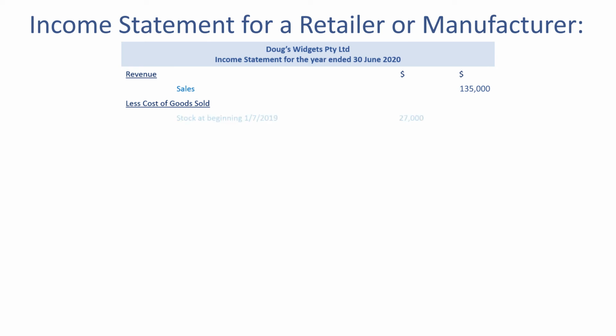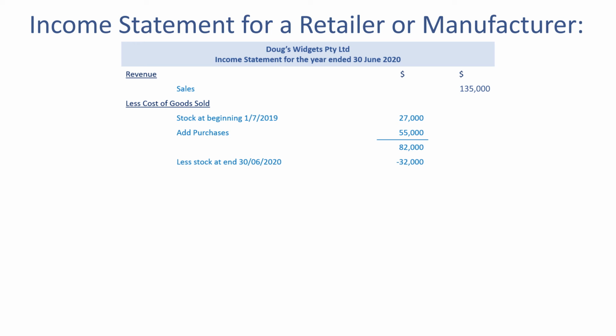Stock at the beginning on the 1st of July 2019 is $27,000. This relates to stock that is on hand at the beginning of the financial year. Add purchases, $55,000. This relates to the purchases that have been made during the year. The value of stock and purchases comes to $82,000, less stock at the end of the year on 30th of June 2020 of $32,000.